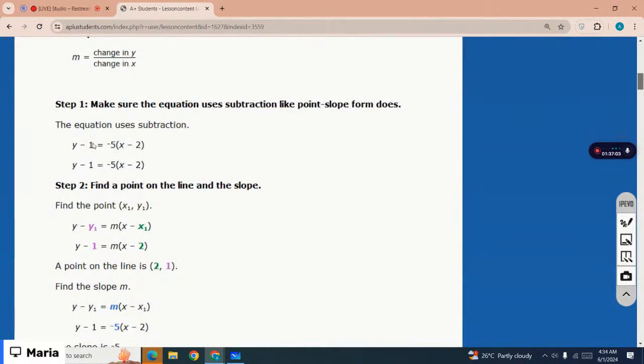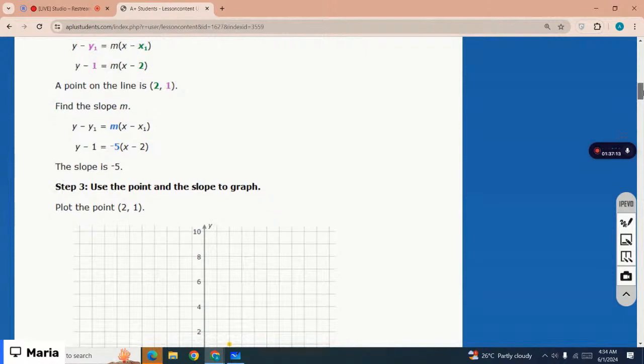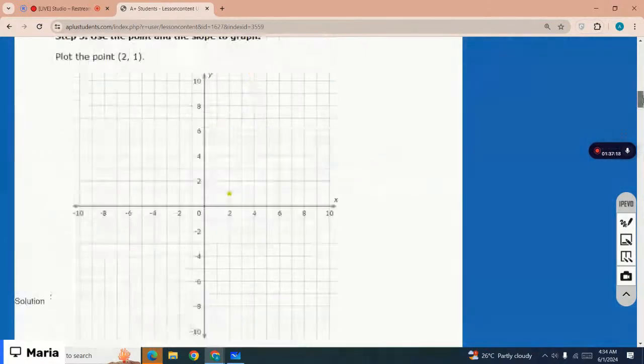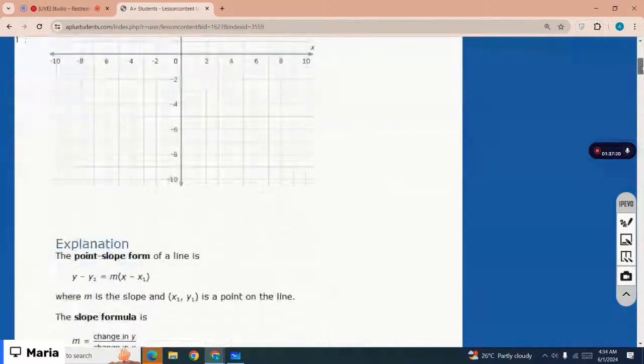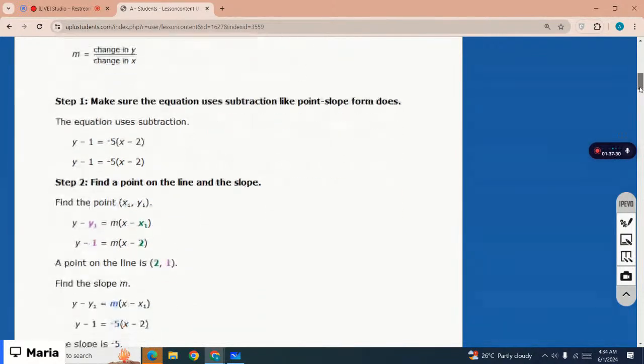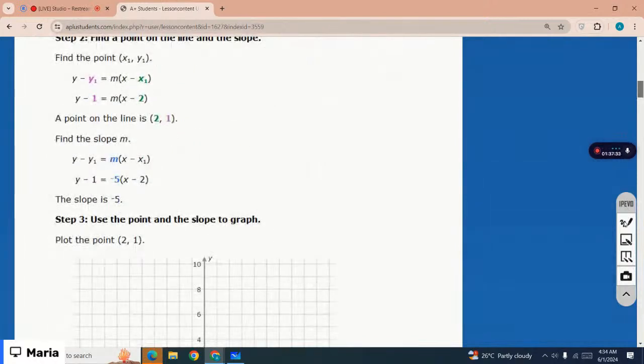So y1 is 1, and x1 is 2. That is the point 2, 1, and the slope is negative 5. You have to find the point, y and x. You have to compare both equations, the one you are given in the question with the one in point slope form. The equation in point slope form is y minus y1 equals m times x minus x1.